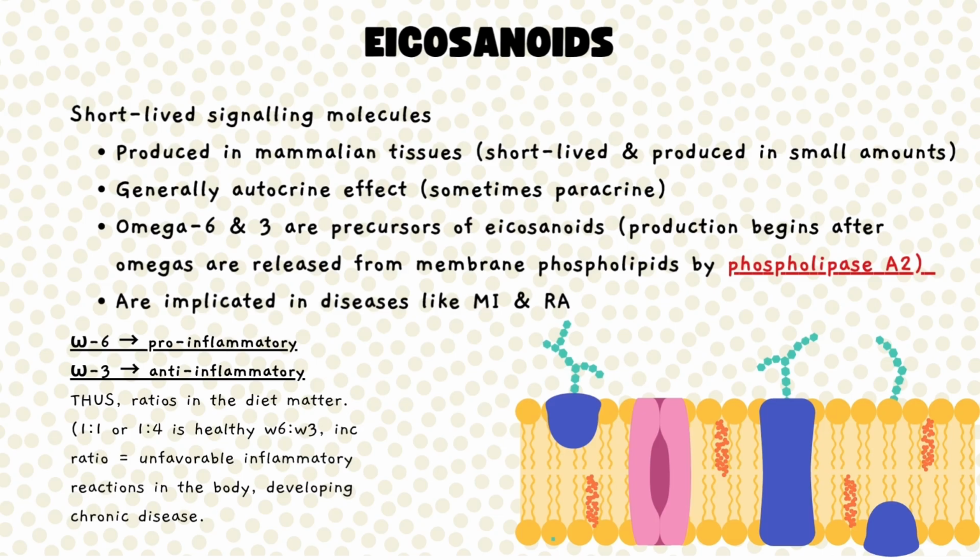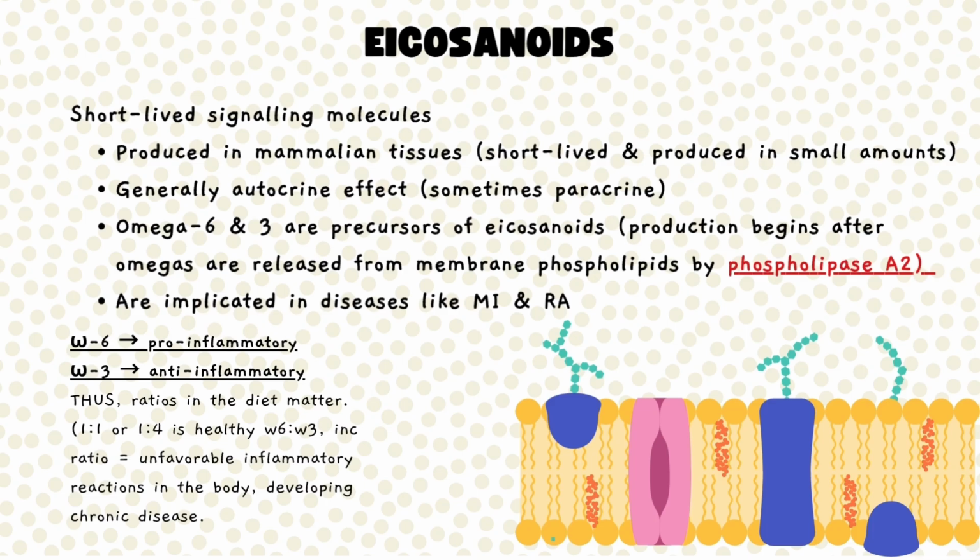The difference between omega-6 and omega-3 is really important, and it's crucial to understand the ratio and why we care about the ratio. Omega-6 is actually pro-inflammatory, so it's stimulating inflammation. Omega-3 is anti-inflammatory. Usually 1:1 or 1:4 is a healthy omega-6 to omega-3 ratio.